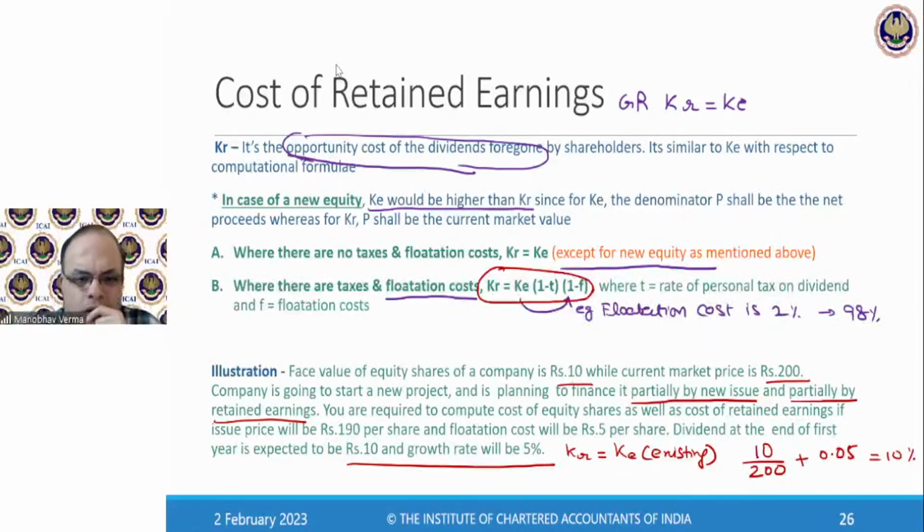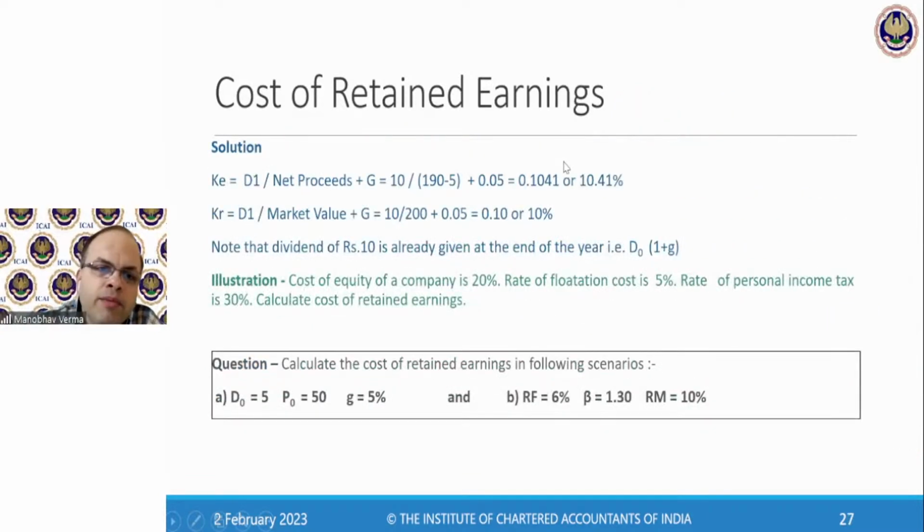Everyone with me on this? For cost of retained earnings, we will be talking about existing equity. However, when we are looking at the new issue, we will have to use net proceeds. In case of net proceeds, my denominator is not 200, guys. The denominator becomes 190 minus 5. Everyone with me on this? For the new equity, it will be 10 upon 185, guys. I hope everyone is with me on this.